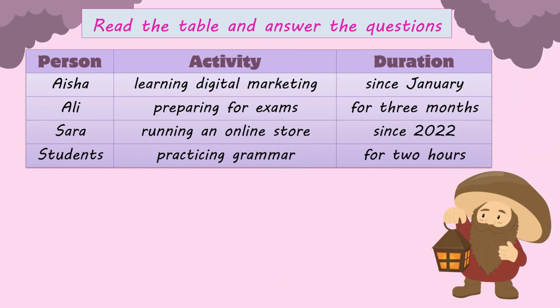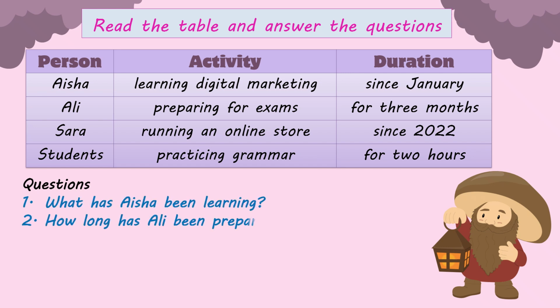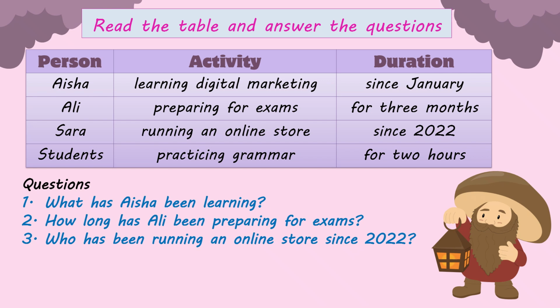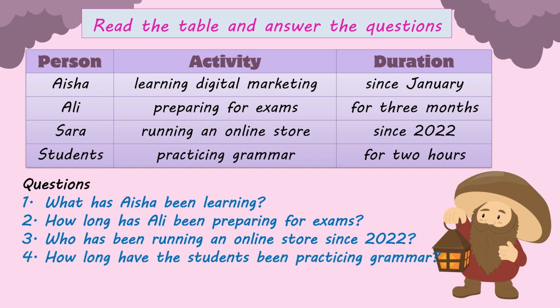You can see a table on your screen in which I have mentioned the person, meaning the subject, their activities and the duration of work. What you have to do? Read the table carefully and try to answer the questions in present perfect continuous tense. The questions are: what has Aisha been learning? How long has Ali been preparing for the exam? Who has been running an online store since 2022? How long have the students been practicing grammar?